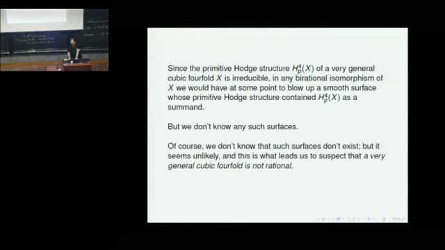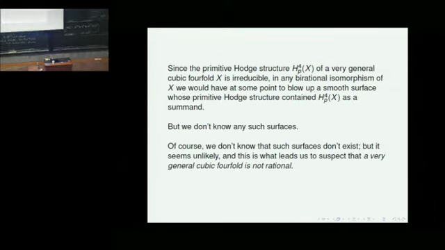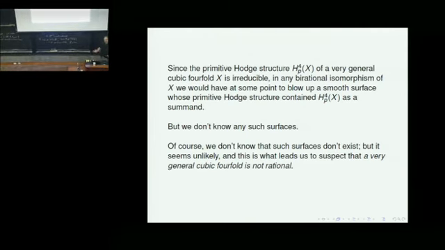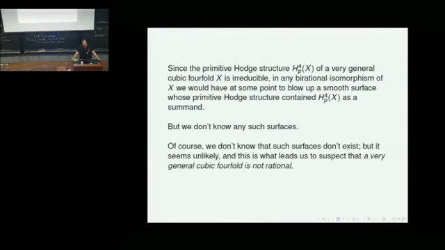Okay, so let's scratch that "we" and put in a first person pronoun. I don't know of any such surfaces. But again, the expectation is, I think, that they don't exist. And the upshot is that if that was the case, then in fact a very general cubic fourfold is not rational. So already, if that's the case, we see that the condition of rationality cannot be both open and closed in higher dimensions, in families of smooth projective varieties.